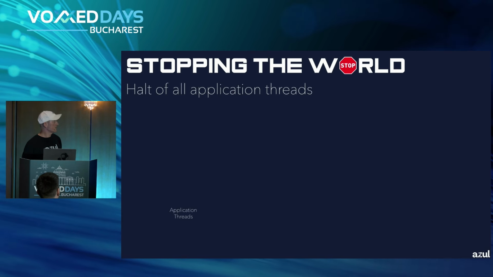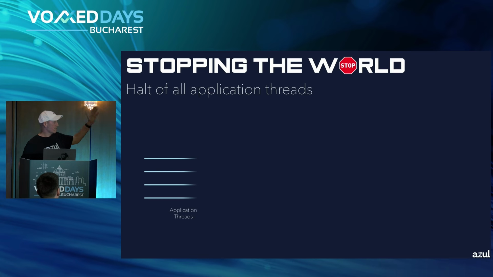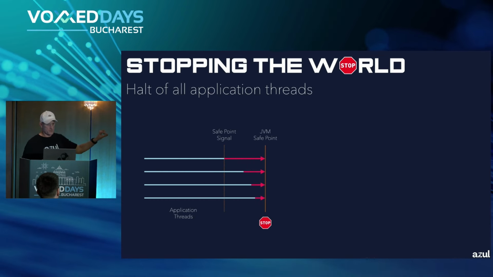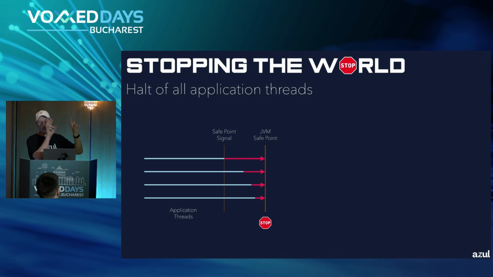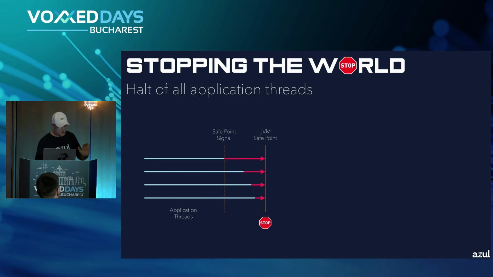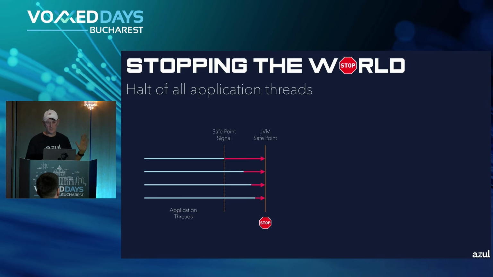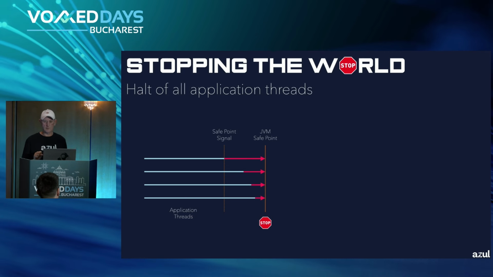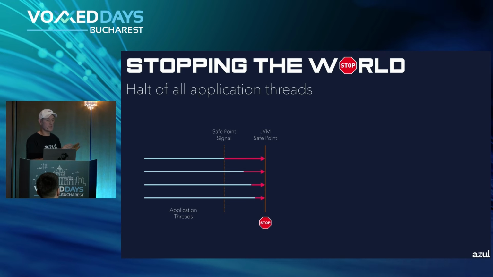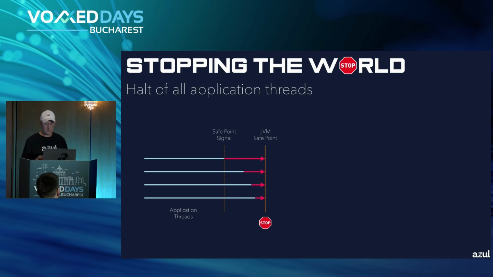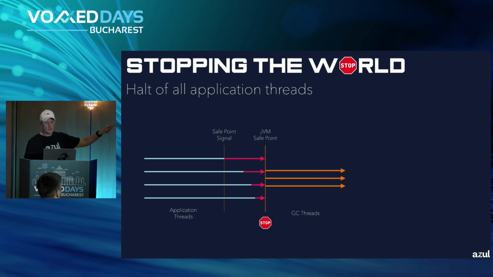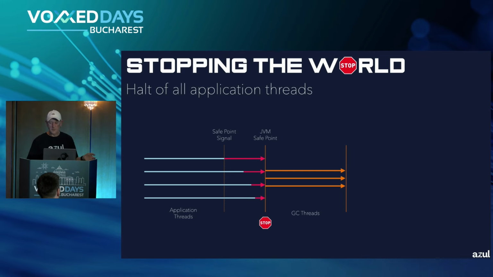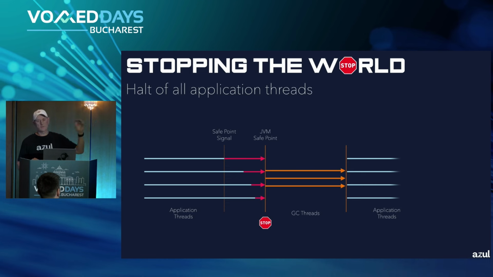So that means what we have to do is, we have the application threads running. At some point we would like to do garbage collection. We trigger a safepoint signal, and then all the application threads will stop in a safe position, right? So that means they are safe, and that's the reason why this is called the JVM safepoint. At that moment, no application thread is accessing the memory anymore. It's stopping the world, because from the outside, your application looks dead. Nothing happens, right? And then garbage collection threads will start collecting all the garbage. Once this is done, we can restart the application threads and continue with the application.